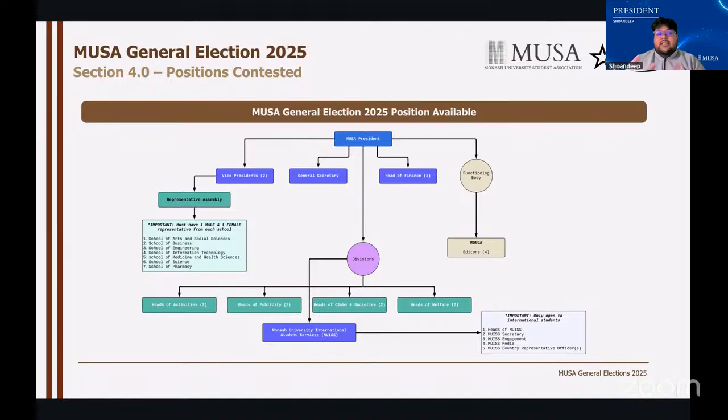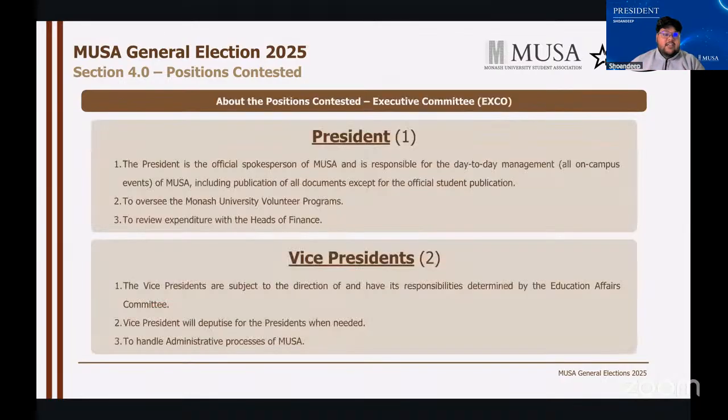So now let's get into a bit more detail on this position, starting with the president. As you all can see here, the MUSA president is the official spokesperson of MUSA and the Students Association, and any student member of Monash actually. When it comes to any issues, they are the ones in charge to make sure that everything runs smoothly, from day-to-day operations to big initiatives. The president's key role is making sure that all of these functions come together and maintaining order in the association, right? So that is the key role of the president.